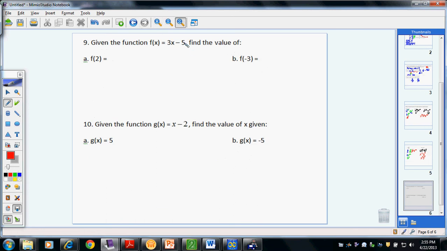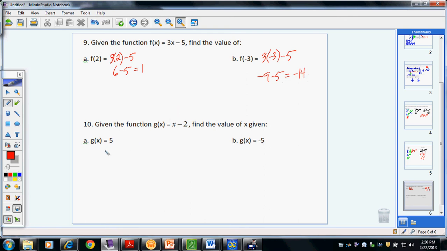So this is just simply evaluating our function when our x is a different value. So we have f of 2 is the same thing as 3 times 2, replacing the x with 2, minus 5. So we get 6 minus 5, which equals 1. f of negative 3, again replace the x with negative 3, minus 5. So we get negative 9 minus 5, which equals negative 14.